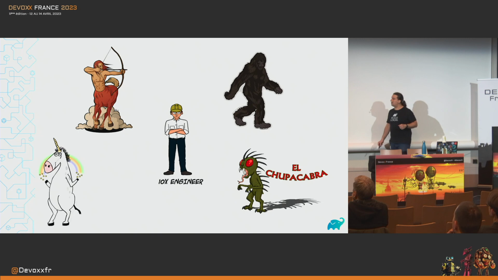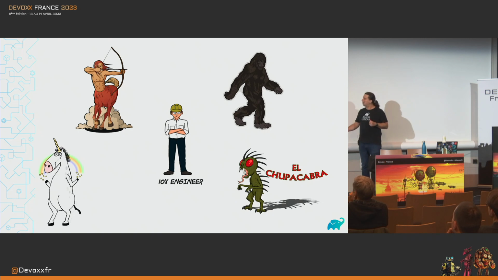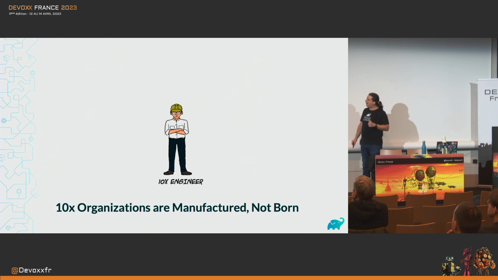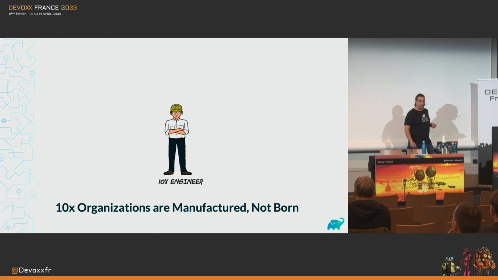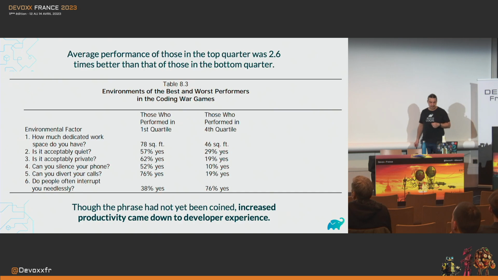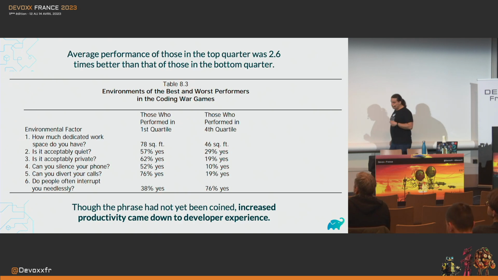So 10x engineers aren't really born, they're manufactured, all right? There are practices that are different between these organizations that can make an organization more productive than another, all right? And we're gonna look at some of that. Look at some of this data.